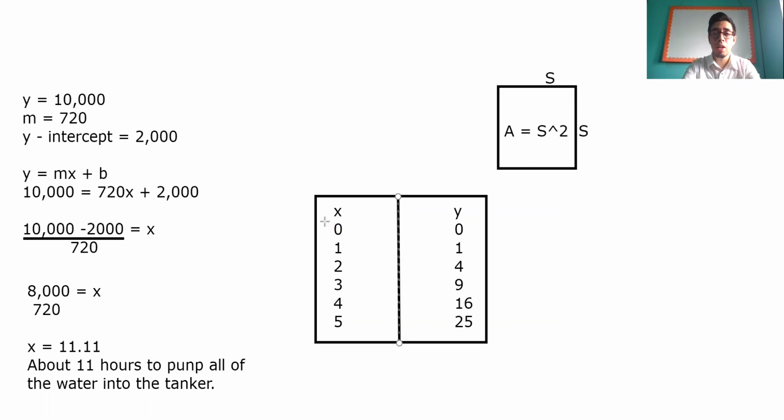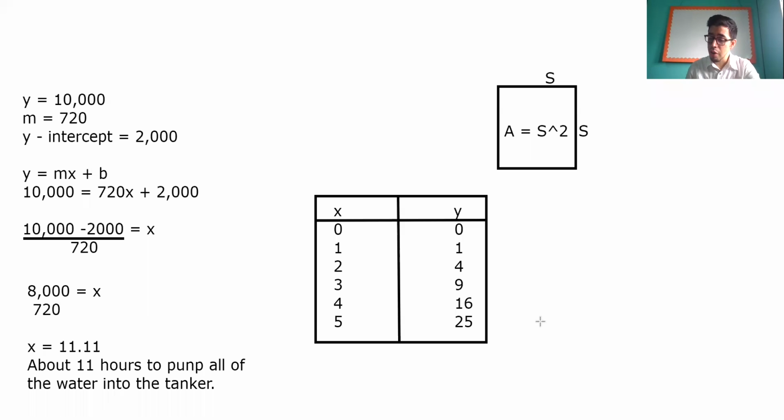What else do we need to do in this example, guys? We need to identify if this is a function or not. Is this going to be a function? Yes, because for each value of X, you only have one value of Y. For 1, you have this one. For 2, you have 4. So for each value of X, you have only one value of Y. So yes, this is a function.